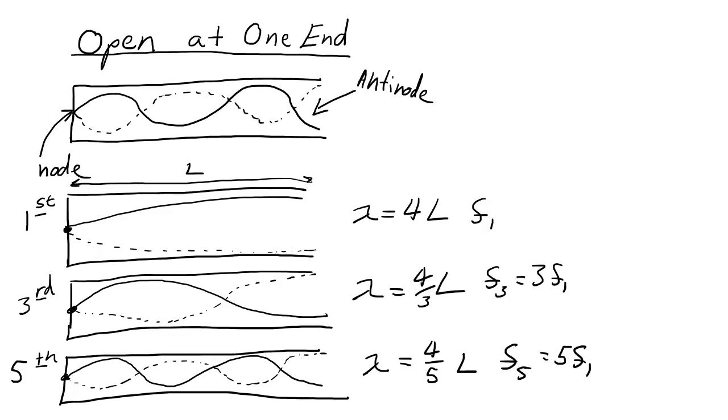We can generalize the equation to find the wavelength for the harmonics in a pipe with one open end by saying our wavelength for the nth harmonic is equal to 4 times the length of our pipe divided by the harmonic number n, where n is any harmonic that's odd in this situation. So n would have to equal 1, 3, 5, and so on and so forth.